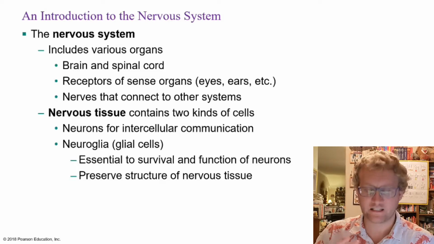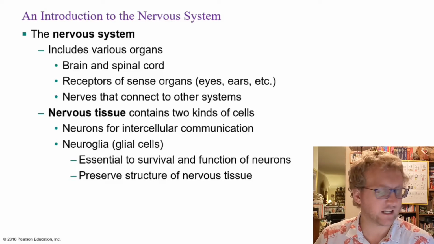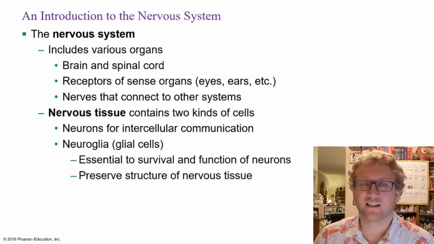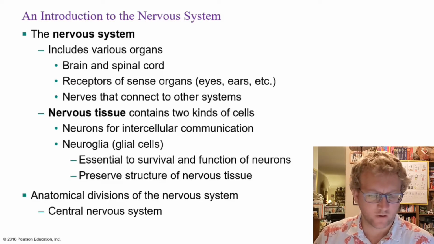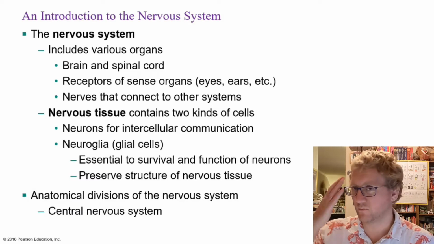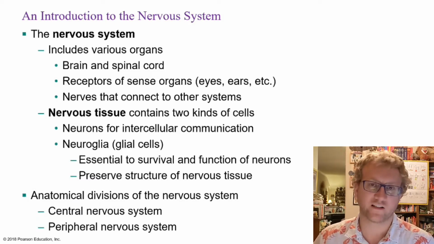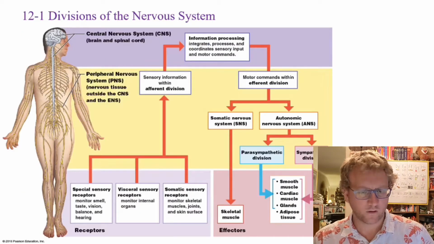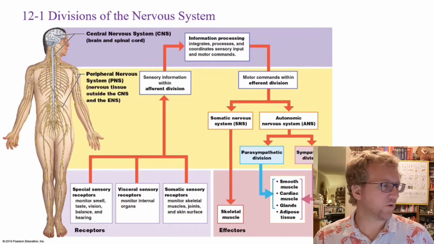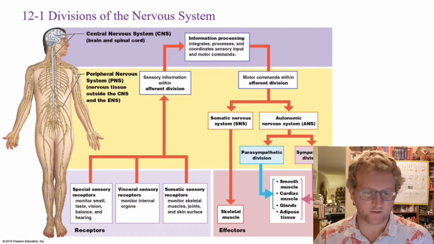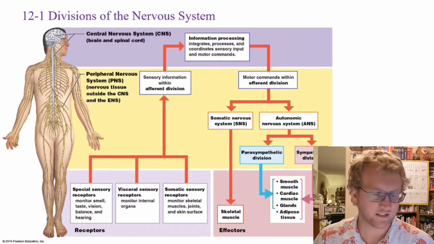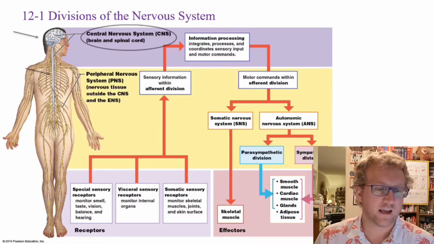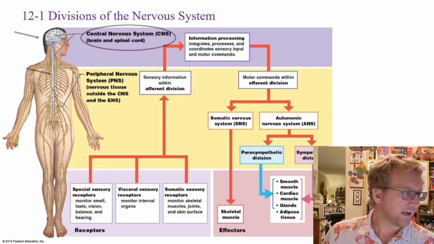Now, the nervous system itself can be divided into different divisions, sections, however you want to talk about it. We've got the central nervous system, that's brain and spinal cord, and the peripheral nervous system is everything else in the body. Here's a diagram showing us how we break up the different systems. The first one we'll talk about is the central nervous system, and that's the brain and the spinal cord.